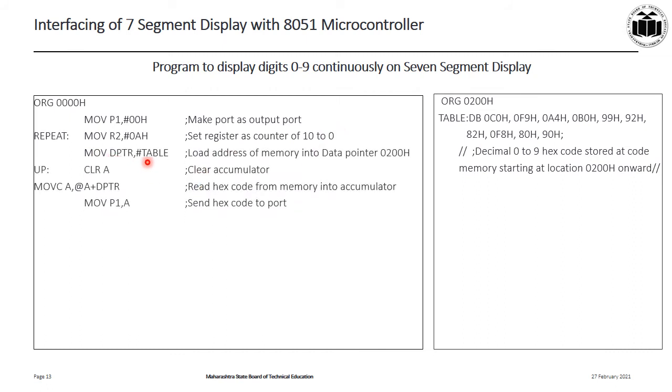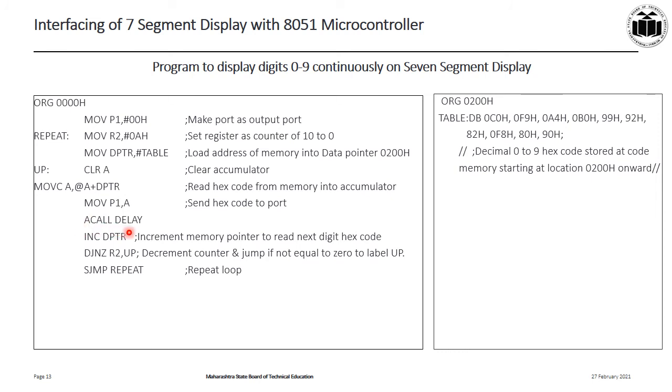Now we will load the address of the lookup table, the starting address, in DPTR. So the first value of 0 will be loaded in accumulator using MOVC A, @A+DPTR. Because we do not want any value in A, we have used the CLR A instruction to clear the accumulator. Now we will send the value in accumulator to port 1 to display the digit.